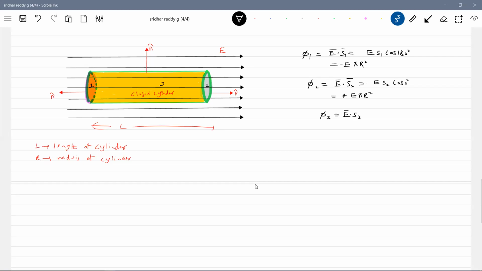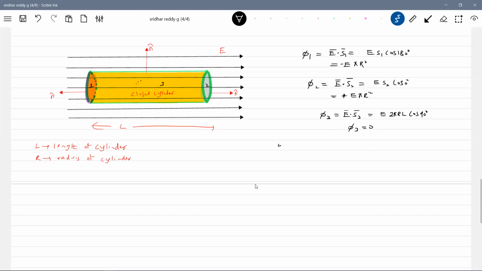E bar dot S3 bar. So it should be equal to E into the area, 2 pi RL, cos 90 degrees. So this should be equal to 0. So what is the flux linking this lateral surface? This is called a lateral surface. These are called plane surfaces, or you can say the cross sections of the cylinder. So what is the flux through this lateral surface? It will be 0. Any reason for that? Because E bar everywhere is perpendicular to n cap.